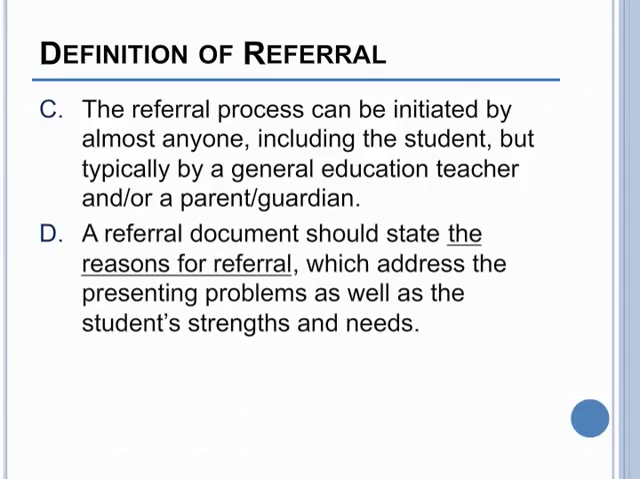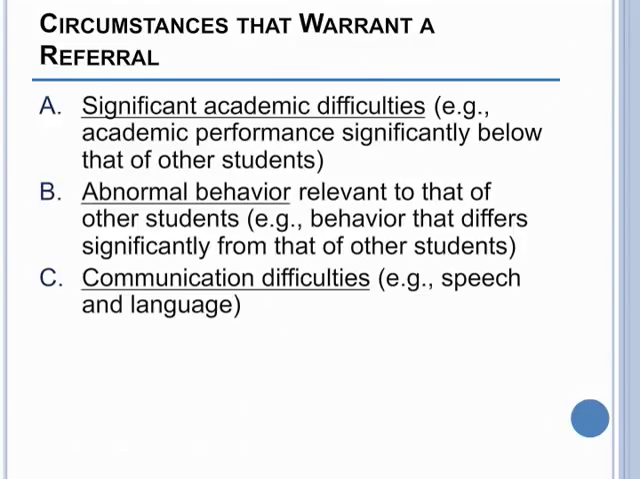This should state the reason for the referral. The referral process seeks additional assistance from school personnel. It's on the basis of observation and classroom performance. The teacher or others request this evaluation of the student. These are some common circumstances that would warrant a referral: significant academic difficulties, abnormal behavior, communication difficulties, and physical concerns.